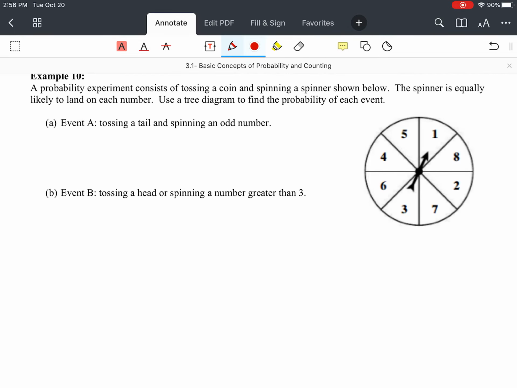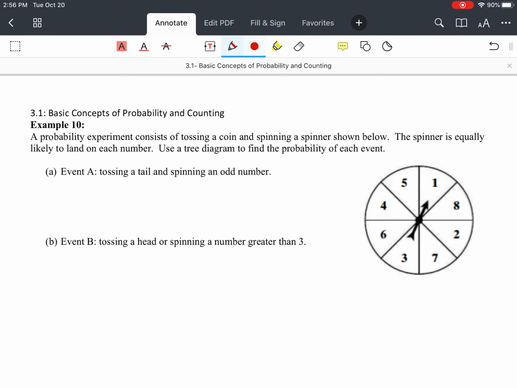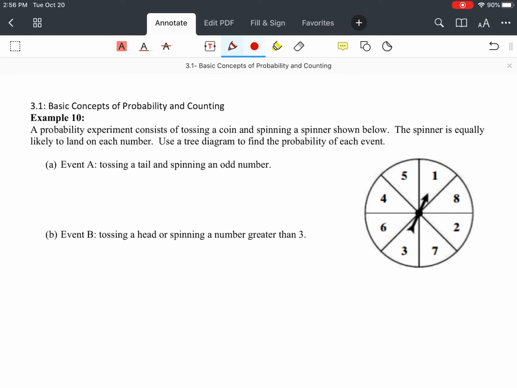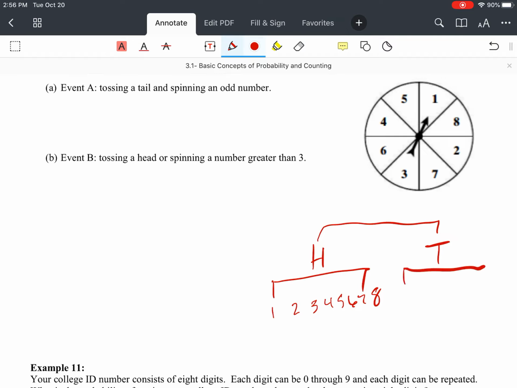Actually, let's go ahead. Yeah, we're going to have to use the tree diagram here. So use a tree diagram to find the probability of each event. So let's go ahead and build a tree diagram. Okay, so we're tossing a coin and spinning a spinner. So tossing a coin, well, we have 2 possibilities, heads and tails. Okay, spinning the spinner, we have 8 possibilities. So we have 1, 2, 3, 4, 5, 6, 7, and 8.